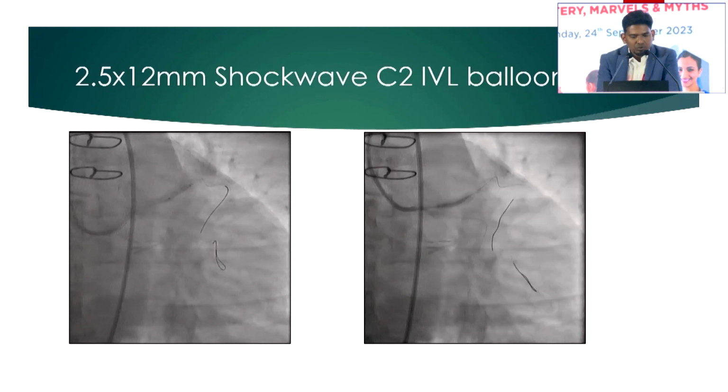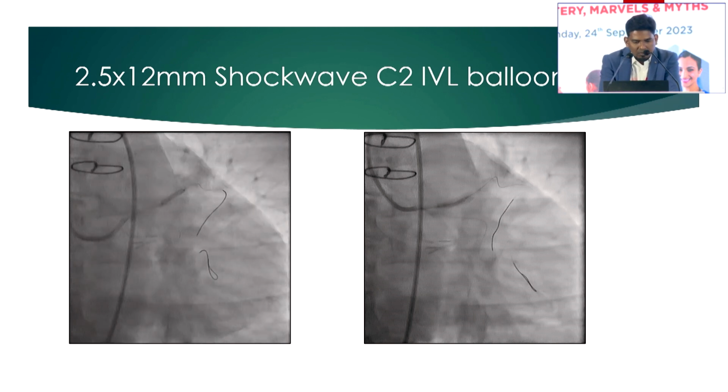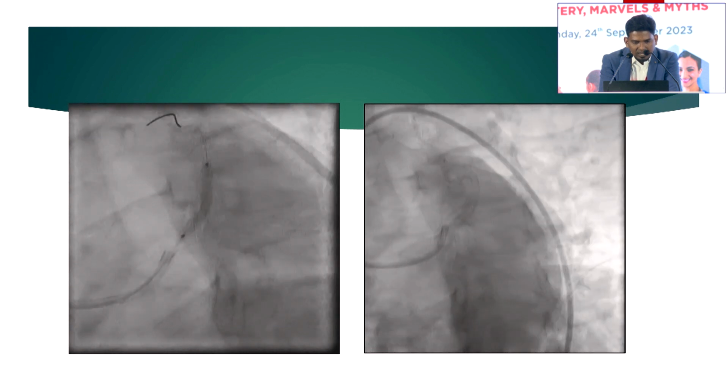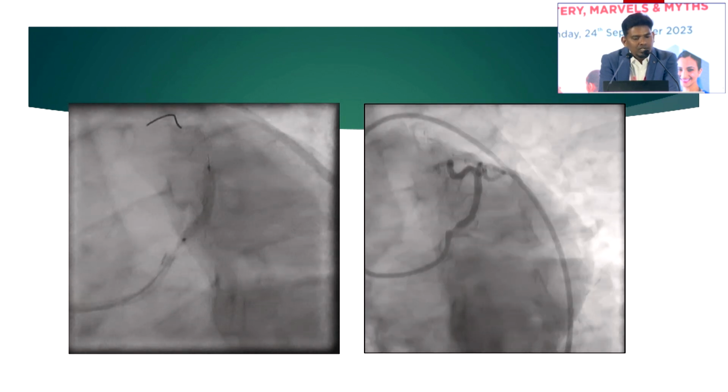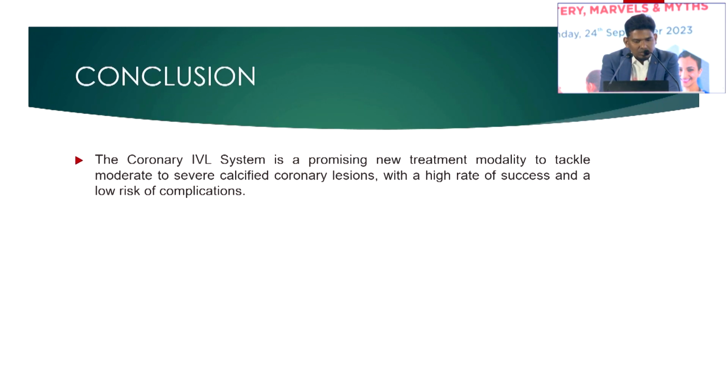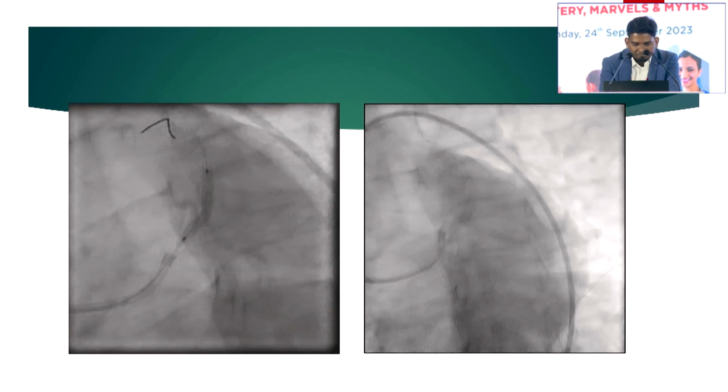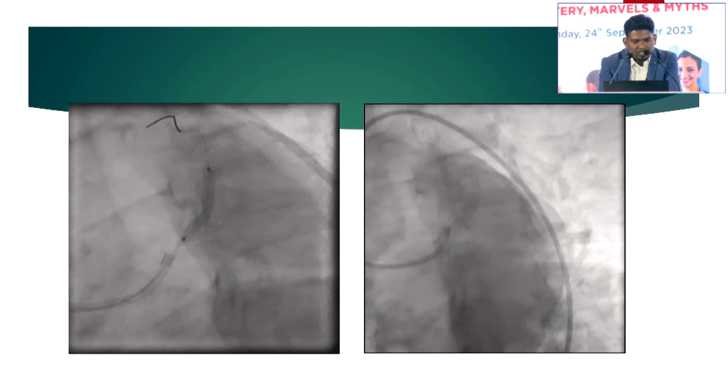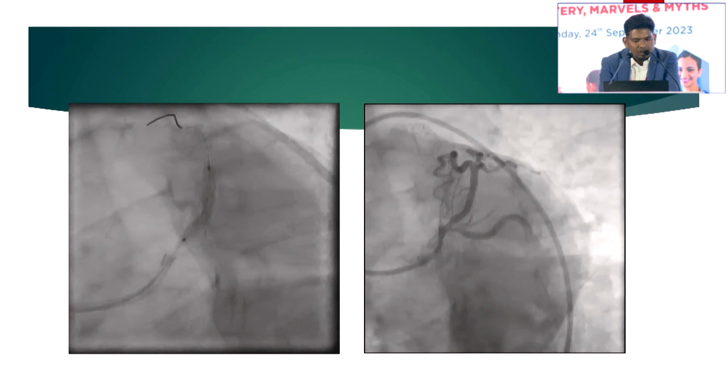So we gave 2 to 3 pulses in the distal part of the lesion, and 2 to 3 pulses in the proximal part of the lesion. Then you can see the well deployed stent, and the final result of the image. A well expanded stent in the LAD ostioproximal lesion.